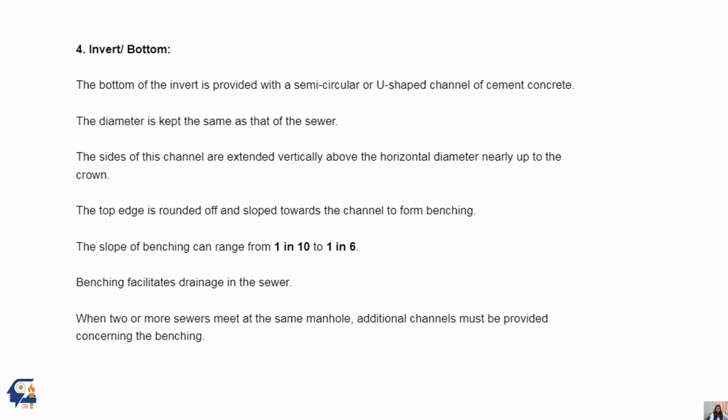Next we see the invert bottom. The invert bottom is a semicircular or U-shaped channel of cement concrete. The diameter is kept the same as the sewer. The sides of the channel are extended vertically above the horizontal diameter. They are kept nearly to the ground. These edges are often rounded and slope towards the channel from the benching. The benching can range from 1 in 10 to 1 in 6, whatever slope we are providing. The benching is very important as it drains the water towards the sewage.